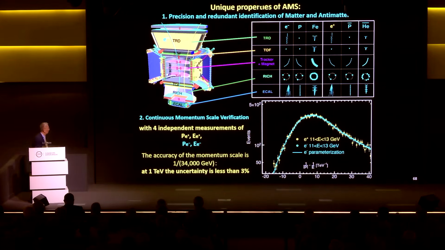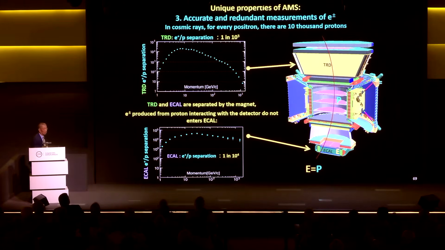And so we have 4 independent measurements of positron momentum and energy, and electron momentum and energy. For this spectrometer, the energy minus momentum for positron and electron are the same if there's no bias. From this, we know the momentum scale to 1/34,000 per GeV. That means at 1 trillion electron volts, the uncertainty is less than 3%.